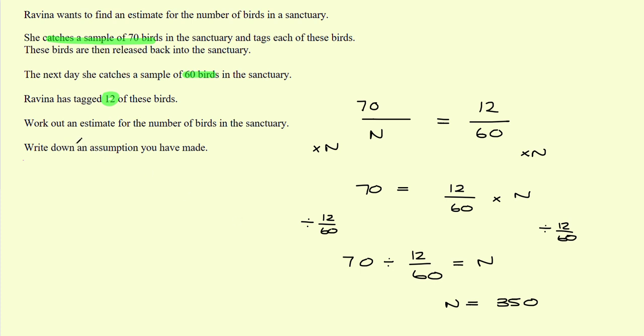Right, write down an assumption. It only wants one assumption. Let's have a look. So we're thinking about time. We're also thinking about the tags. Okay, Riverina wants to make an estimate. She catches and tags each of these birds. These birds are then released back. And so an assumption could be that the tags did not fall off the birds.